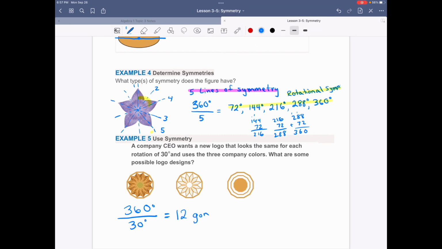So could you come up with another design that has a 12-gon? Maybe a flower with 12 petals. It's not perfect, but if you had some software, you could make a design that had radial symmetry with 12 points. And those are your notes for 3-5 on symmetry.